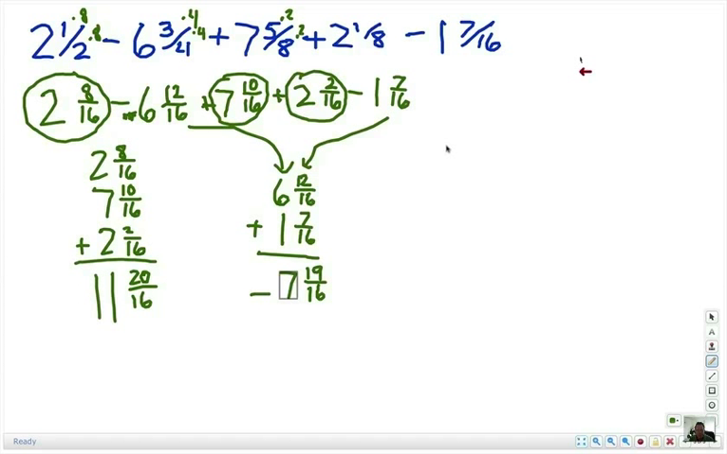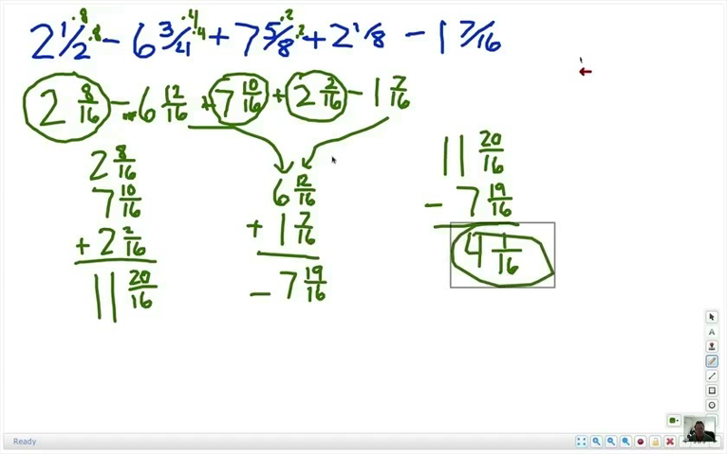Now I'm going to go ahead and rewrite this with the space I have over here. 11 and 20/16 minus 7 and 19/16. Now thankfully I do not have to borrow, but that is something I should check. 20 take away 19, yep, I can do that. That'll leave only 1/16, and 11 take away 7 is 4.